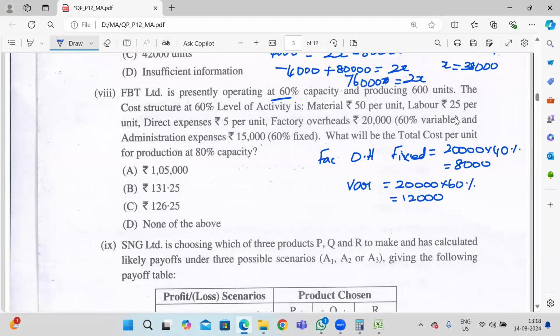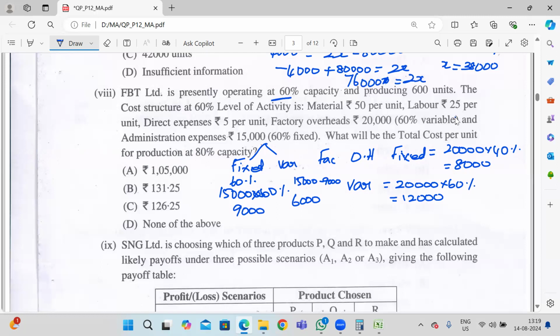In the same way I'm splitting administrative expenses. Administrative expenses fixed is 60%. So 15,000 into 60%, you will be getting 9,000. The remaining 6,000 will be my variable part. So 15,000 minus 9,000, or you can calculate the remaining 40% also. However, the answer will be the same.